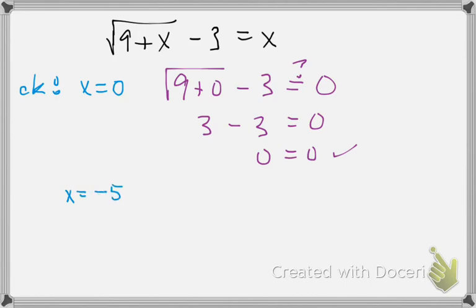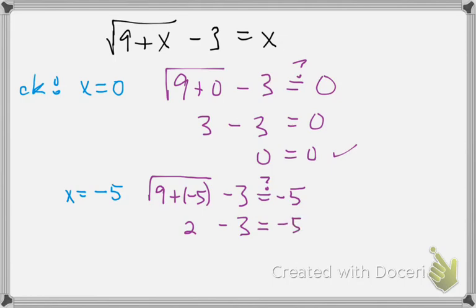What if I attempt x equals negative 5? So there we'll have 9 plus negative 5 under a square root, and then minus 3. And we're hopeful that that will equal what? Negative 5. Let's see. What's 9 plus negative 5? That's just 9 minus 5, right? 4, which square roots to 2. But 2 minus 3 is negative 1, and negative 1 is not negative 5. So guess what? Negative 5 was an extraneous solution.